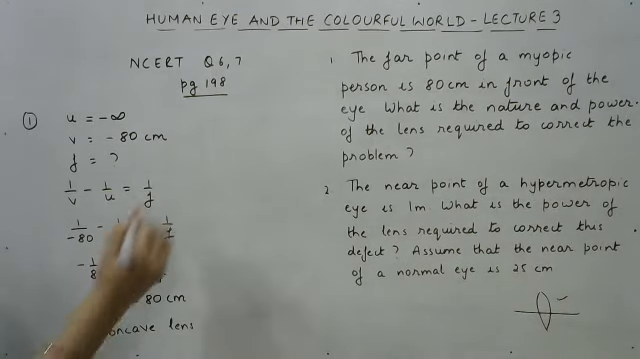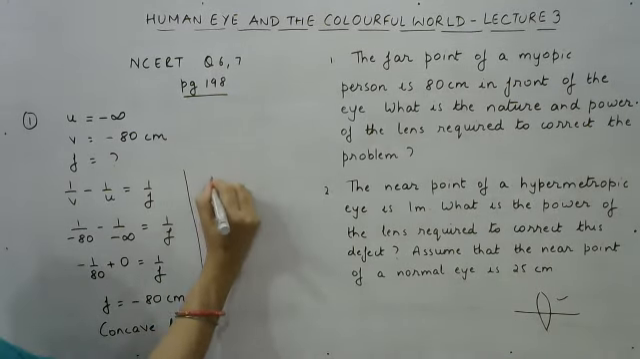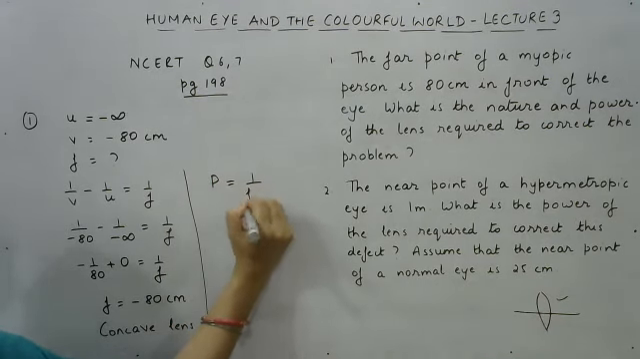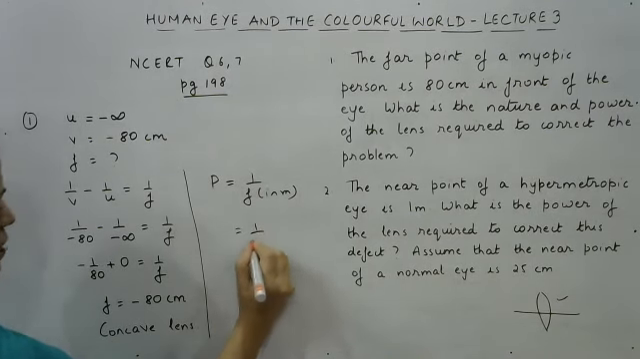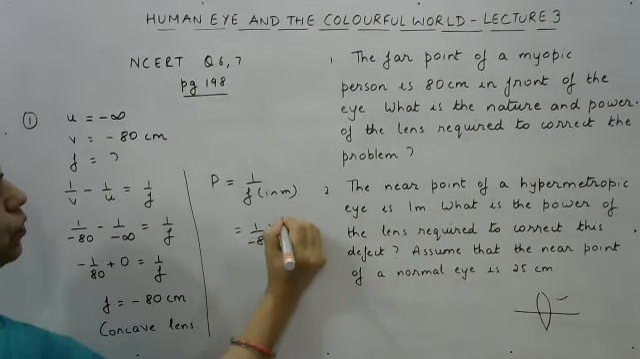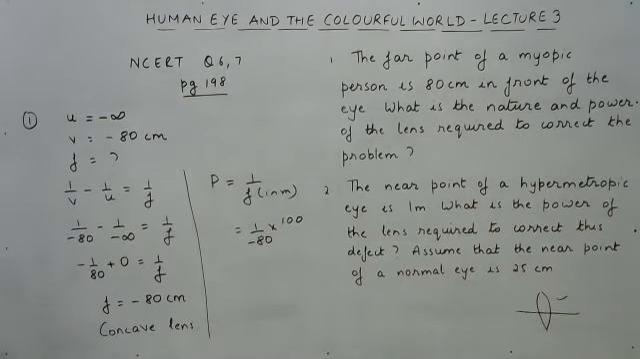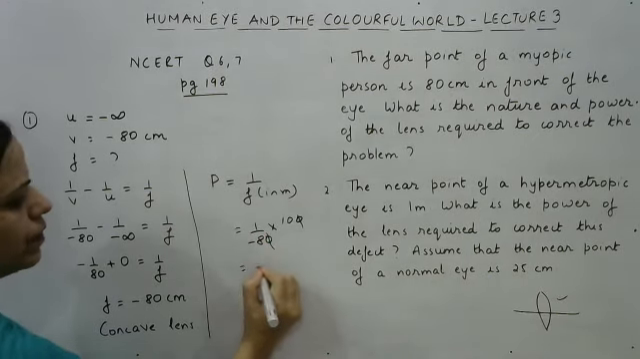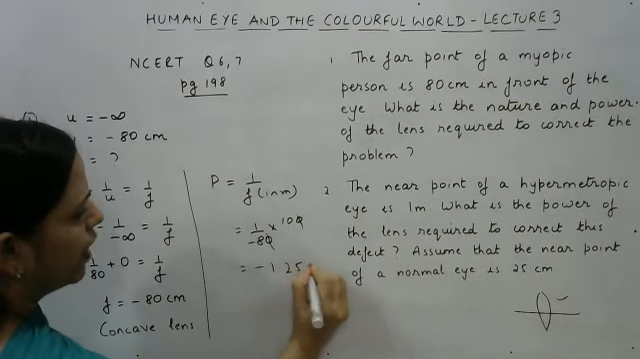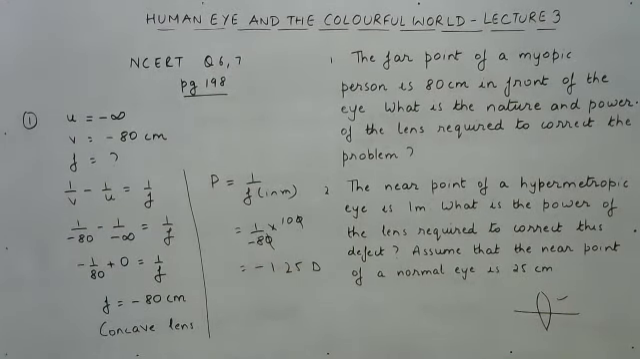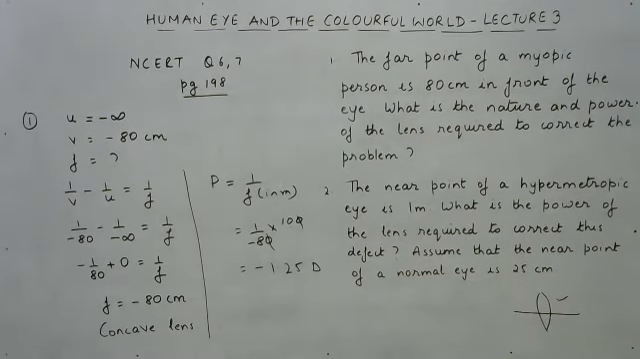For calculating the power of this lens, we use the formula power is equal to 1 upon focal length in meters. We'll be converting this to meters directly when we substitute the value in the formula. And we get it as 1 upon minus 80 into 100. We have divided it by 100 so that it gets converted to meters. And our answer comes out to be minus 1.25 diopter. So this is the way we solve these questions of myopia.